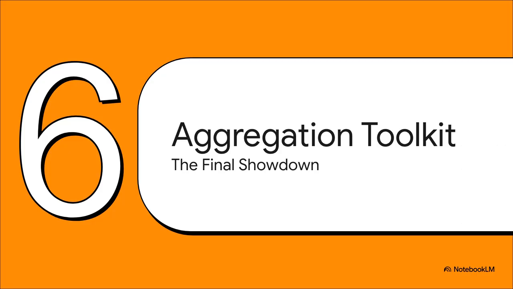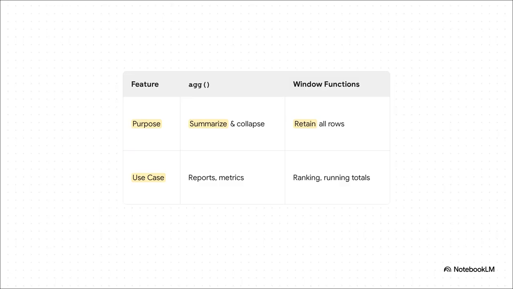Okay, let's bring it all home. We're going to put these two powerful tools head-to-head to make the choice crystal clear for you. This is the big takeaway for mastering your aggregation skills in PySpark. This table says it all. You use agg when your purpose is to summarize. You want a smaller table for reports, for dashboards, for high-level metrics. You want fewer rows than you started with.